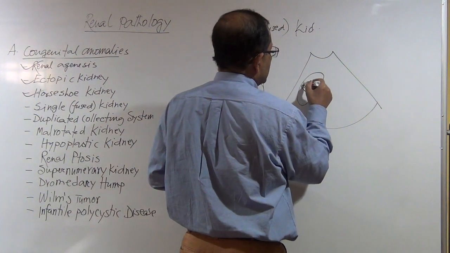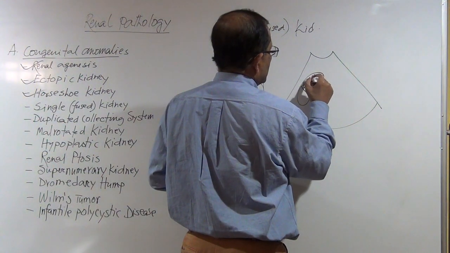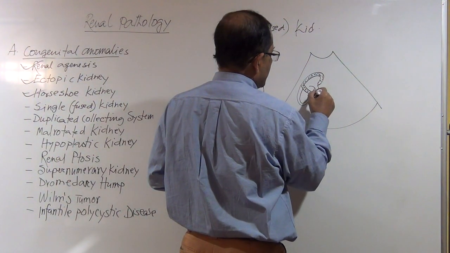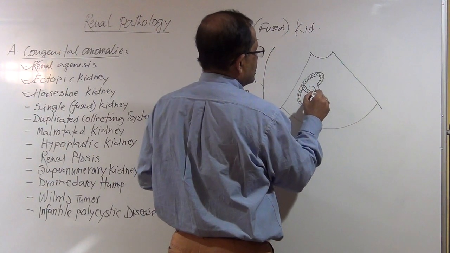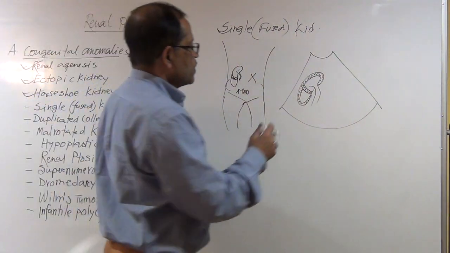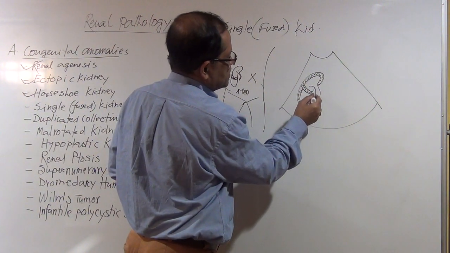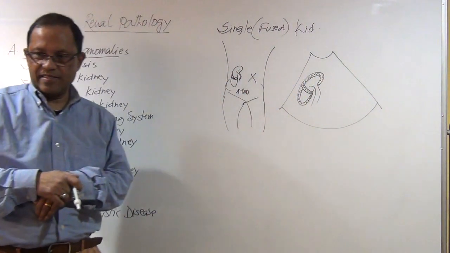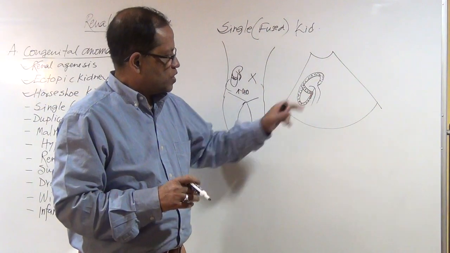then you will see this is the kidney cortex. Look, this is the band coming from one surface to the other surface and it crosses the renal sinus. It fused with this cortex to this cortex.